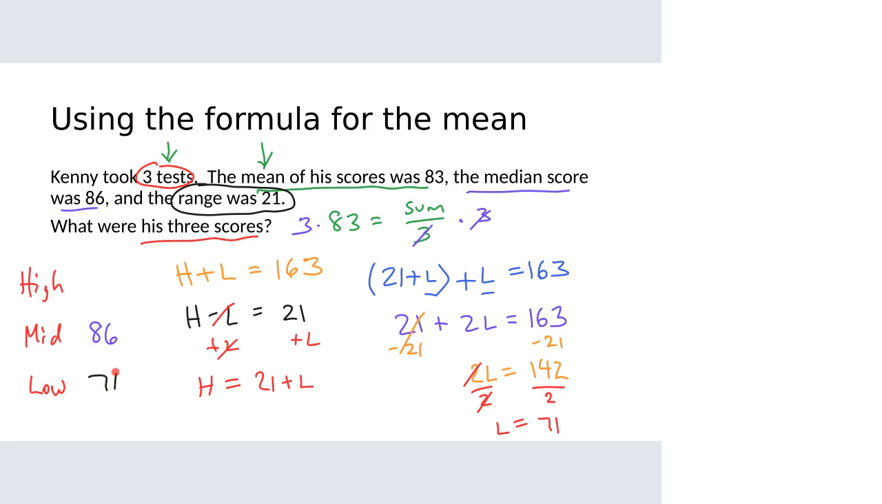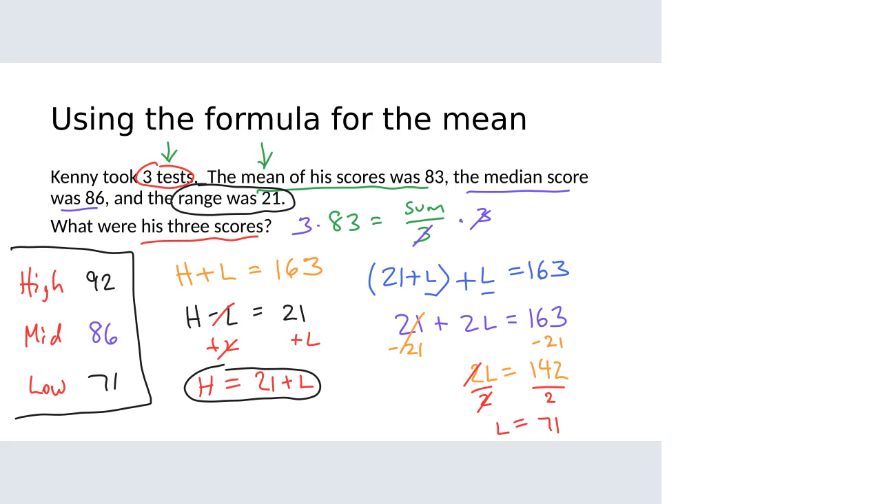I still need the highest because I was supposed to find all three. I can do this a couple of different ways, but I think the simplest is probably to look right here and say, well, the highest is going to be 21 more than that. So if that's 71 and I add 21 to it, the highest is going to be 92. And so the question said, what were his three test scores? There they are, 92, 86, and 71.